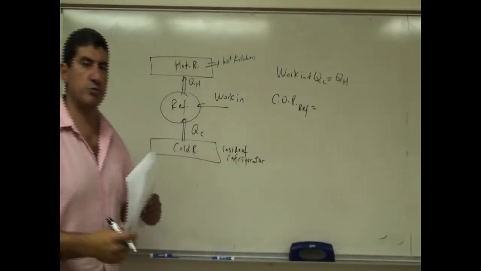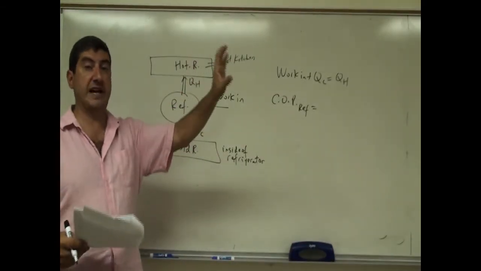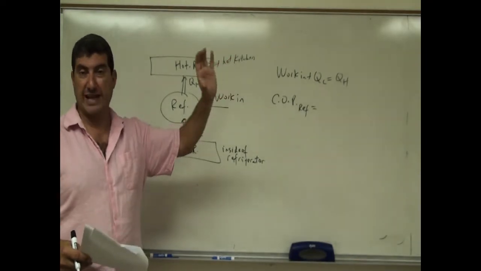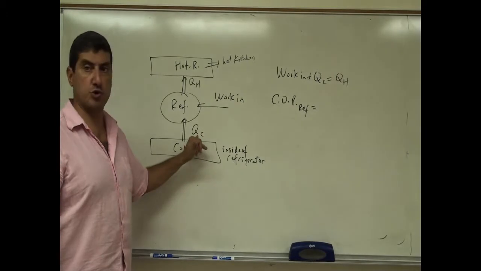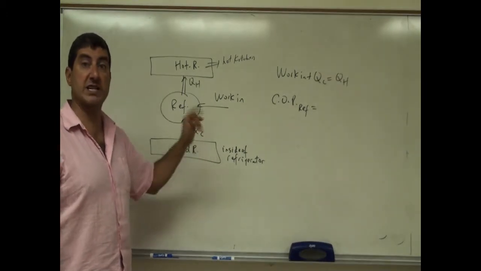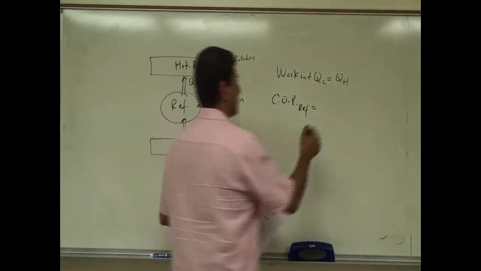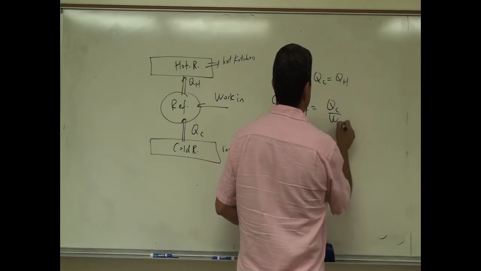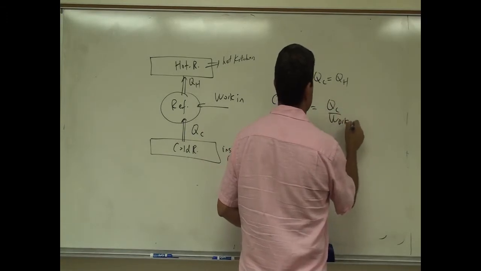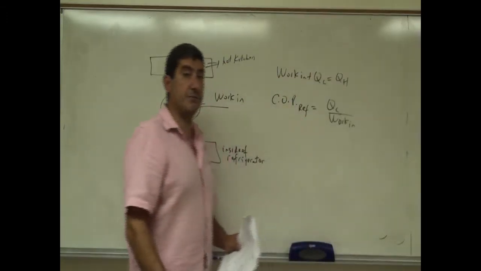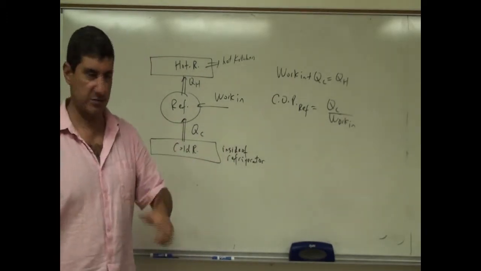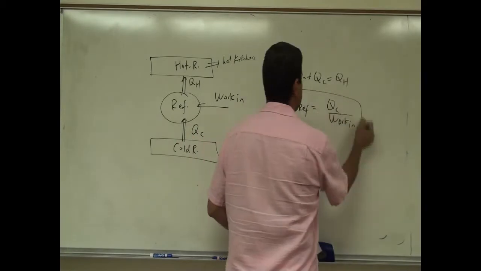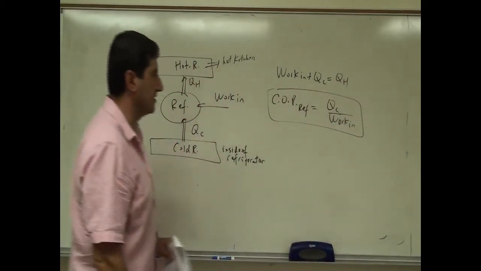Okay, remember in the numerator, we're going to put the goal of that machine, that instrument, right? So the goal of it is to extract heat from a cold reservoir. So we're going to say QC divided by work in. How did we define the heat pump? Q hot divided by work in, right? So here we're going to define it as QC divided by work in.